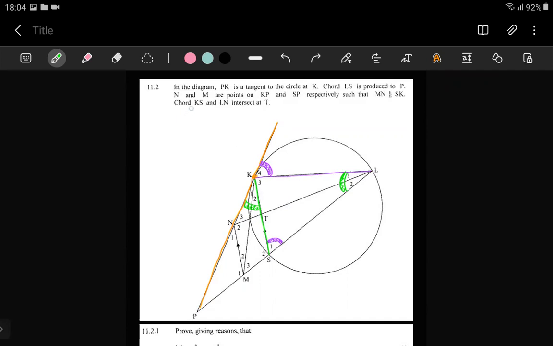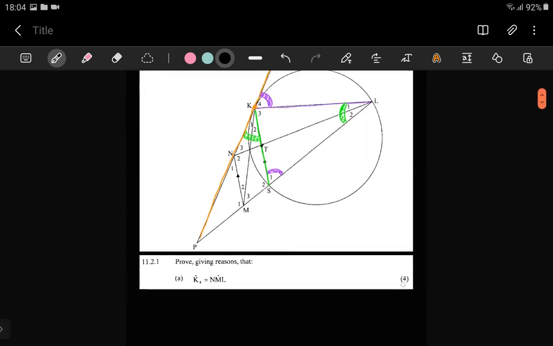And then it says here chord KS. Where's chord KS? Chord KS and LN intersect at T. So that's just them describing the sketch really. Now, I think I remember this question a bit better than I remembered it beforehand. So with all this being said, we really don't want to take anything for granted.